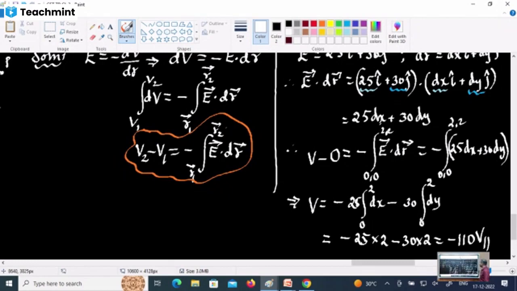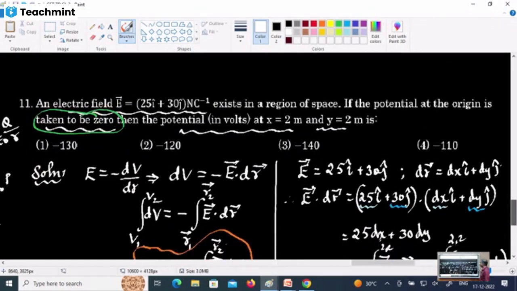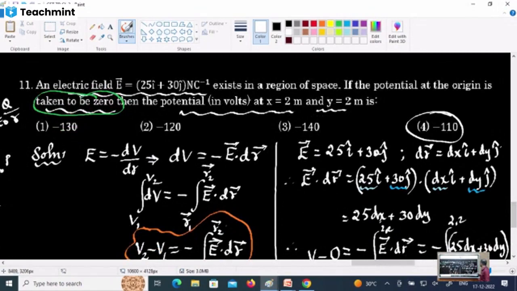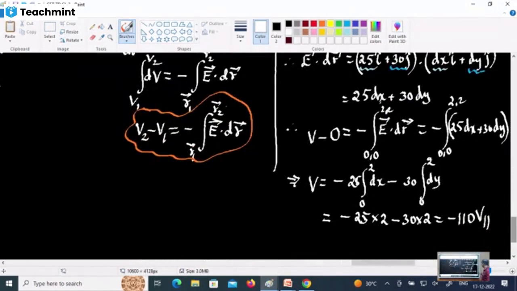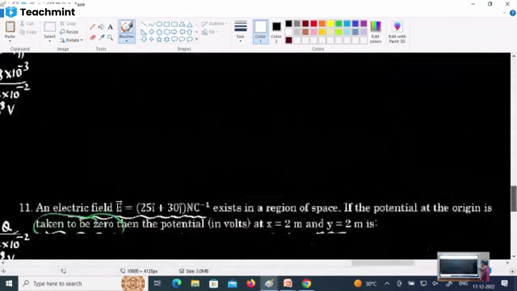So the answer among the four is the fourth one, minus 110 volt. That was a really harder problem, I know.